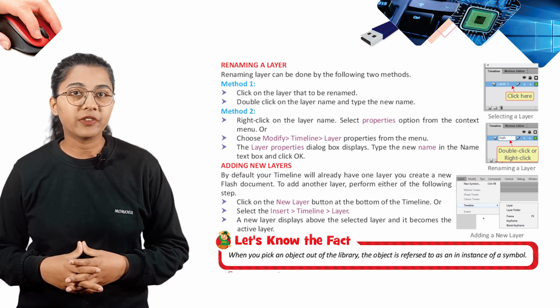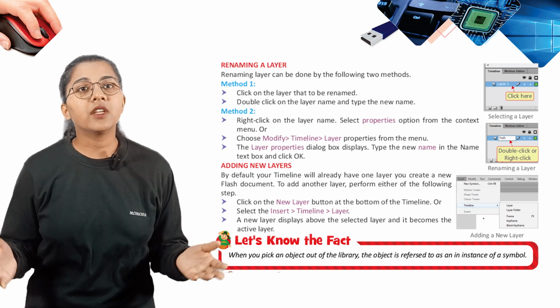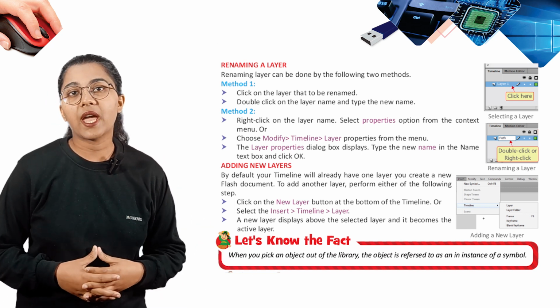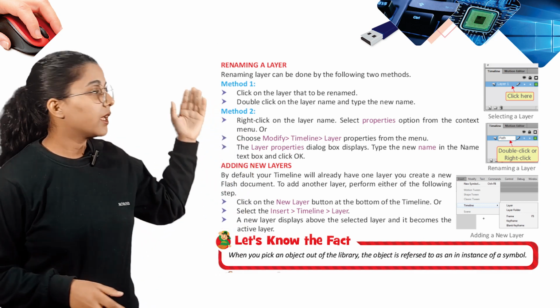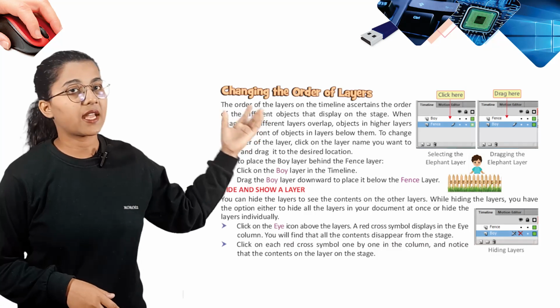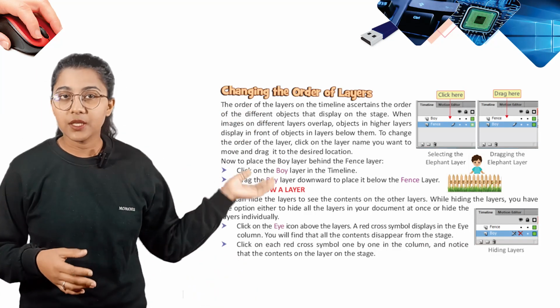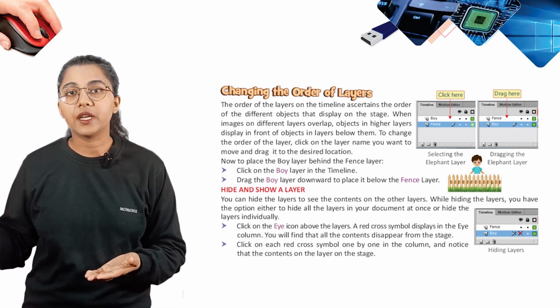Now before we move further, here we have an interesting fact that says when you pick an object out of the library, the object is referred to as an instance of a symbol. Now, here we have our second topic, that is changing the order of layers. So, in this topic, we are going to read how we will change the order of our layers in Flash.